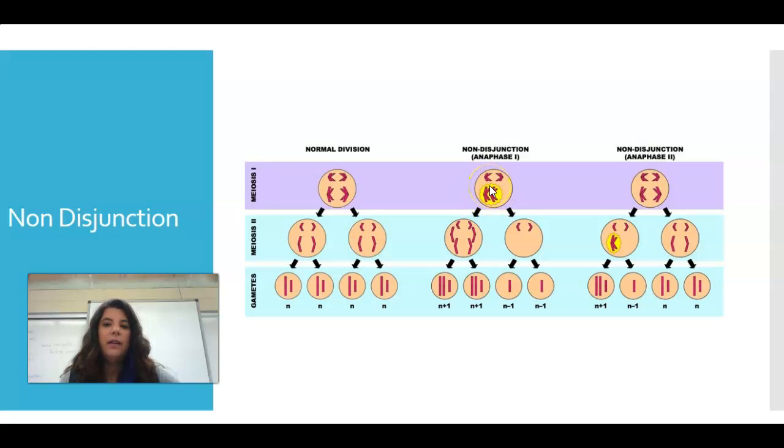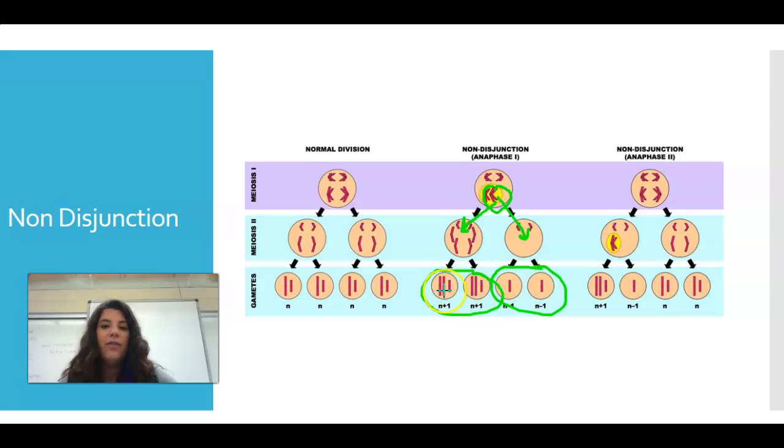In this example, it happened in the first stage, so the chromosomes did not split the way they should have. This one should have gone over here, right? It should have gone over this way, and it didn't. They all ended up going this way. And so now we end up with 2 gamete cells that have too few chromosomes, and we have 2 gamete cells that have 2, 3.